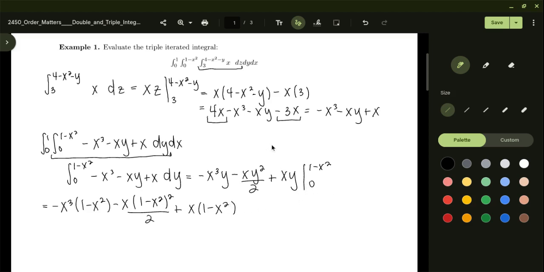Now I could write this out, but to save a little time, I just want to point out that when I plug in a 0 for my y, each of these terms becomes 0, and so therefore we just end up subtracting a term of 0.